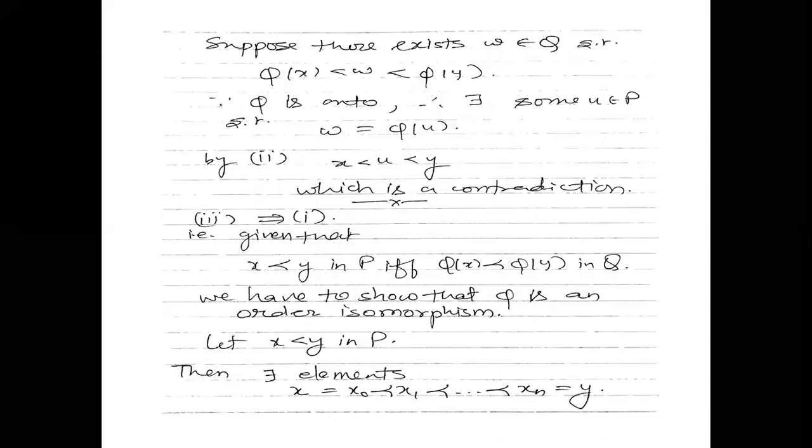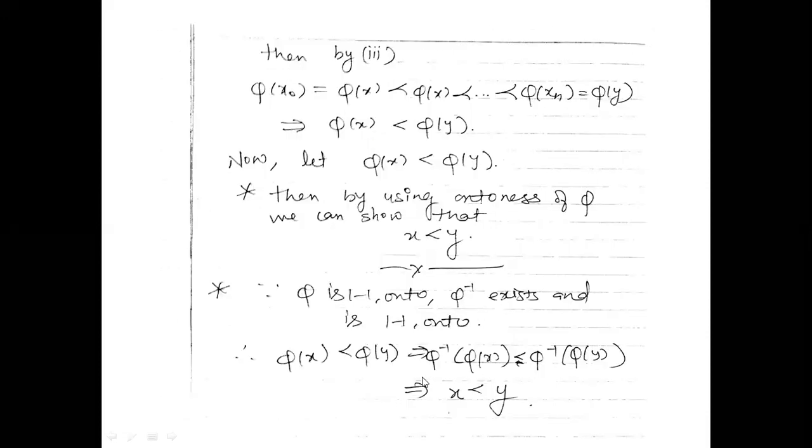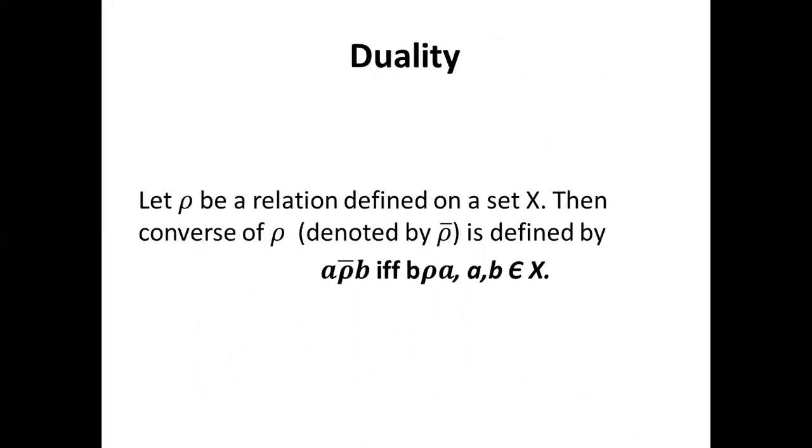First, we have shown here that x less than y in P implies phi x is less than phi y, and then conversely, we have shown that if phi x is less than phi y, then x is less than y in P. So hence these three statements given in the lemma are equivalent. You can take any of the statements, they have equal meaning.